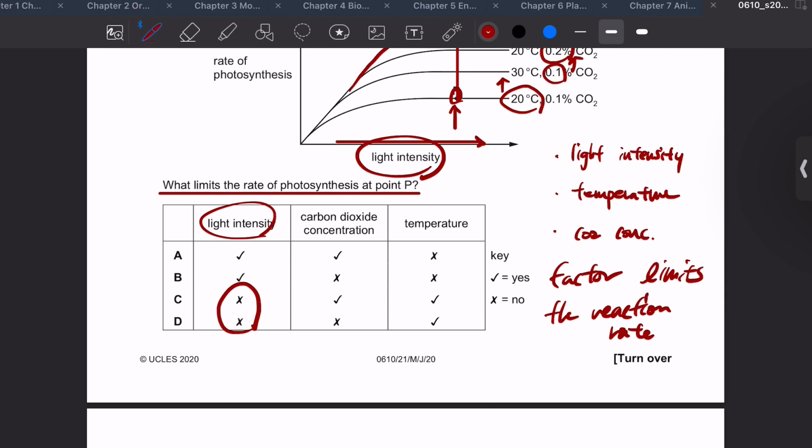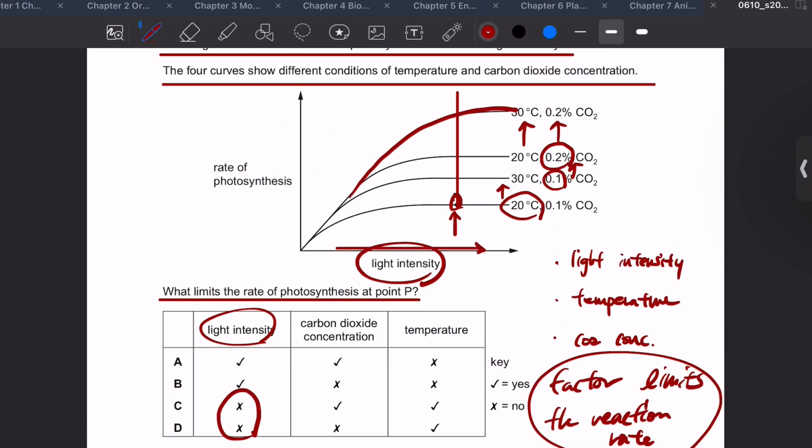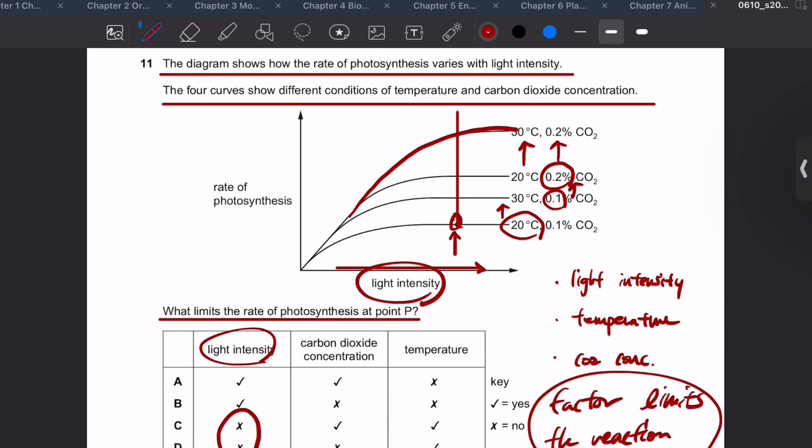So this definition is, in my opinion, quite ambiguous and quite confusing. So I actually like to explain it in different terms. Limiting factors are factors that do have an effect on the life process.